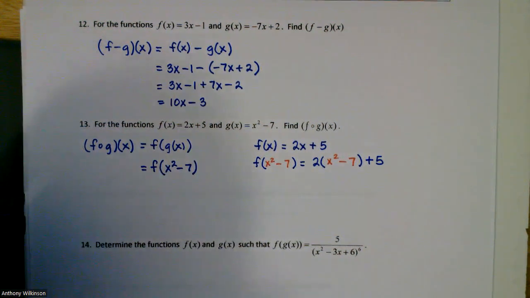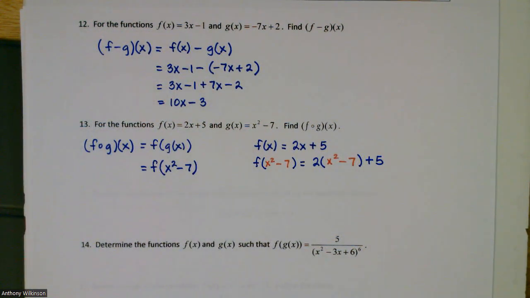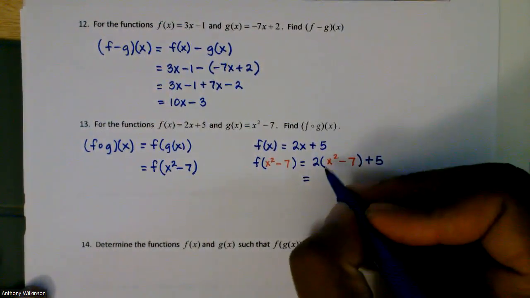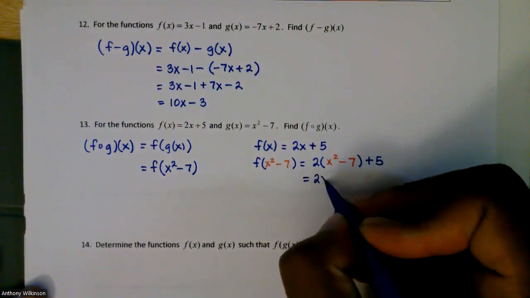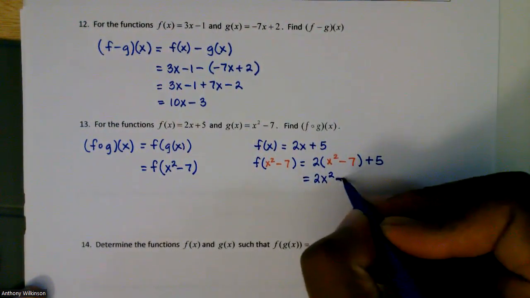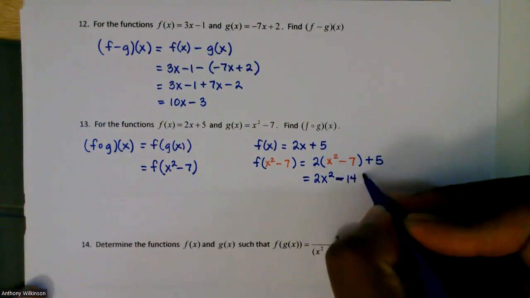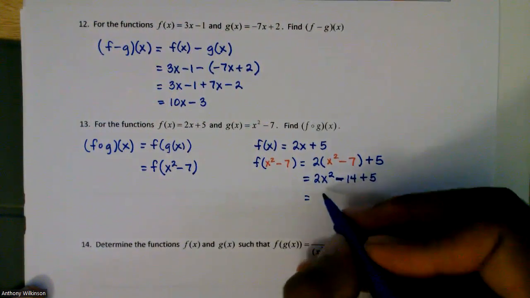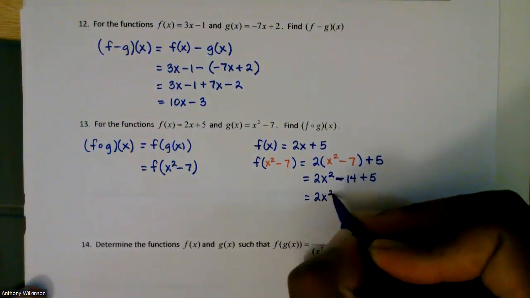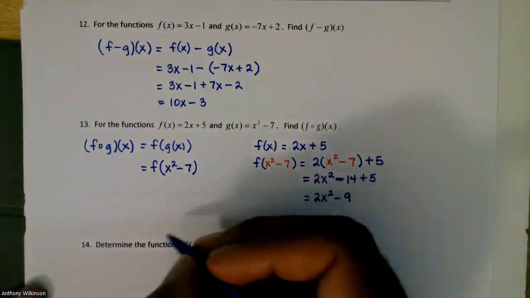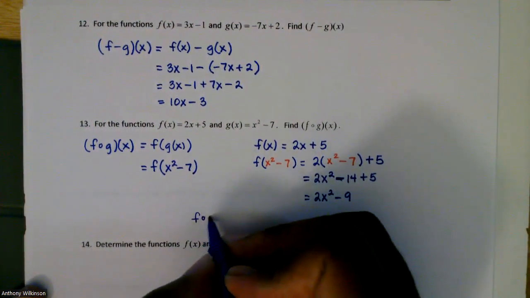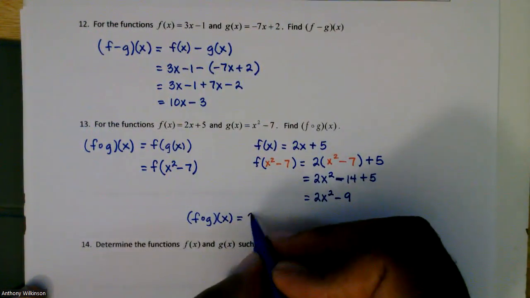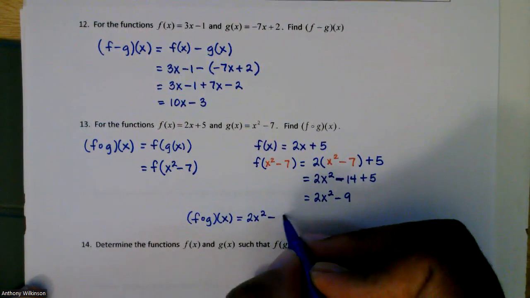And then I'm going to simplify the right-hand side. Distribute the 2 over the x squared minus 7. 2 times x squared would be 2x squared minus 2 times 7, which is 14, and then I bring down that plus 5. Well, negative 14 plus 5 would be a minus 9, so I end up with 2x squared minus 9. So that means that the composition of f with g of x will end up being 2x squared minus 9.